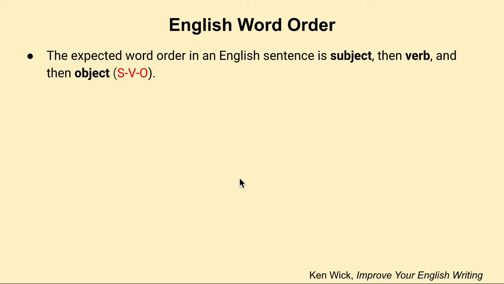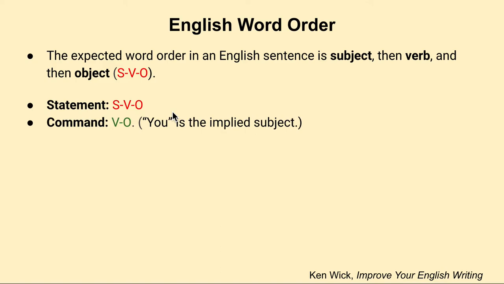So English sentence word order. So in English, the expected word order is subject, then verb, then object. Sometimes just abbreviated SVO. So statements like, I kicked the ball is subject, verb, object, order. That's a statement. A command, usually you leave off the subject, like stop that. The you is usually the implied subject. It could just be stop. It just doesn't have to have an object.